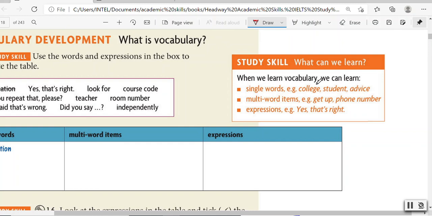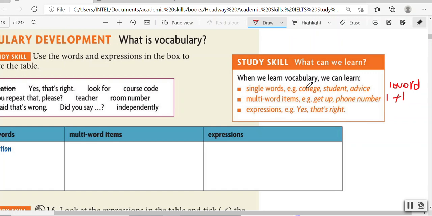When we learn vocabulary, we can learn single words, multi-words, and expressions. We have three types of words. Single word, only one word, okay? And second, multi-word items. It means two words together. One plus one, using two words together. Expressions, that's clear. It means more than two words. It can be an expression.